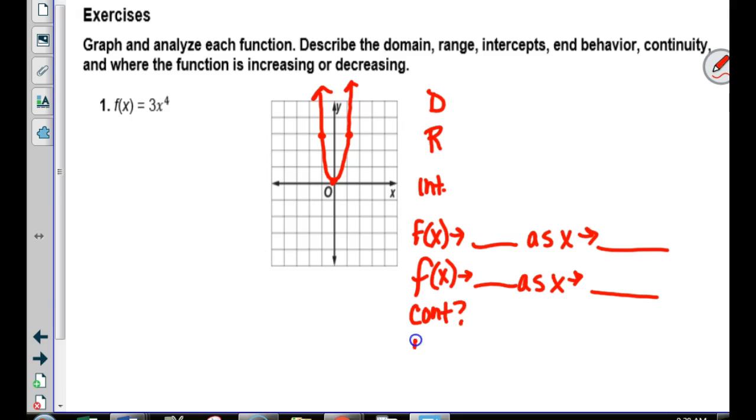Continuous and increasing, decreasing. All right, these are all the things at once. Can anybody tell me domain and range? Is there a radical or an x in the denominator? So domain is? Okay. I think it's number 1 on the notes, isn't it?